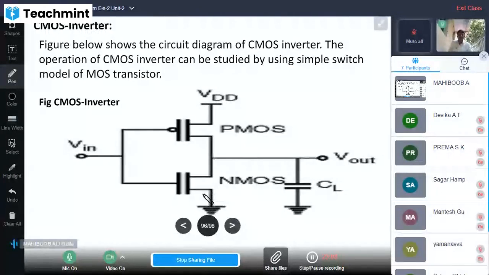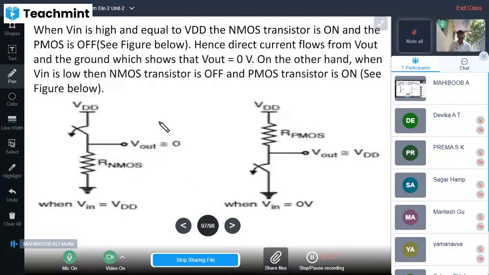Because in MOS, both terminals, drain and source, are interchangeable. That is why the common output is taken here. From the NMOS, the output is taken here. This is NMOS, the other is PMOS. We are measuring with respect to ground. That is why the output is across the NMOS. When input is 0, output is 1. When input is 1, output is 0. So this is the working. Just go through the literature. When VDD is applied and input is 1, this is shorted, so output is 0. When this is shorted, output is VDD.